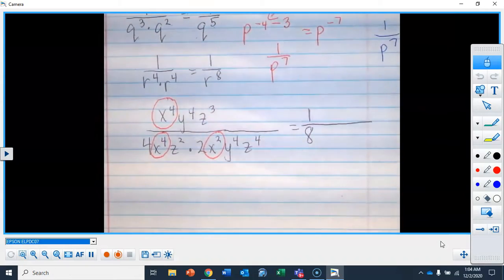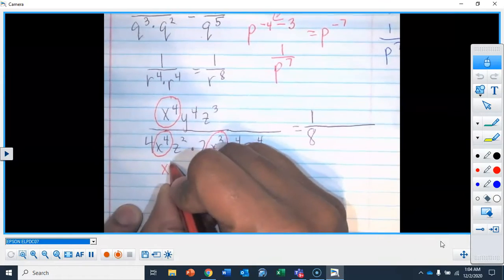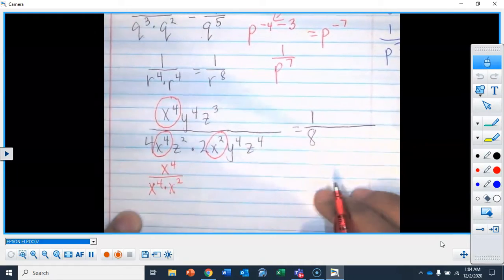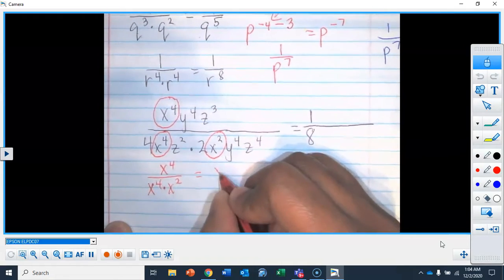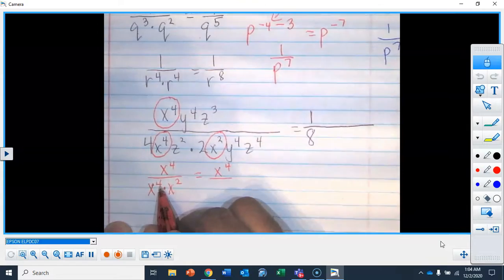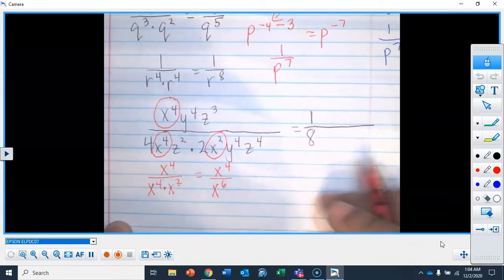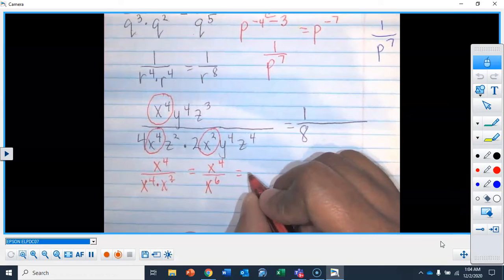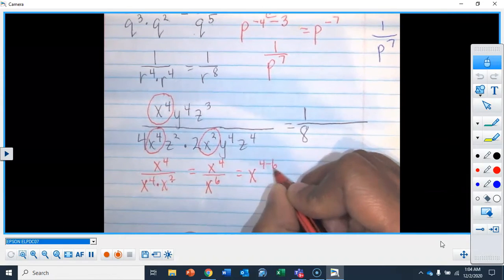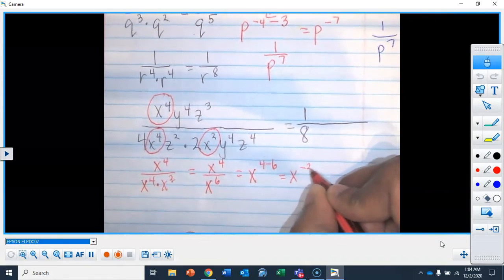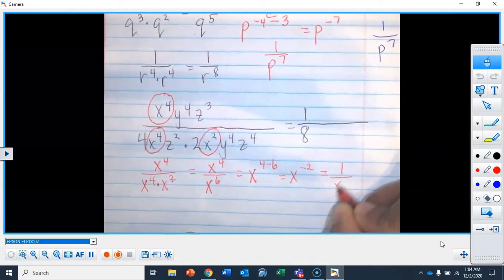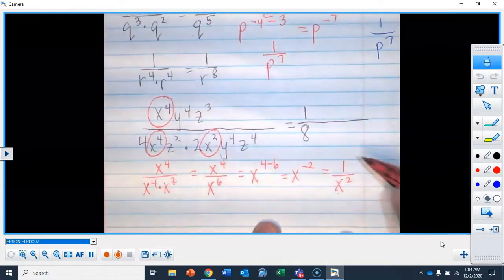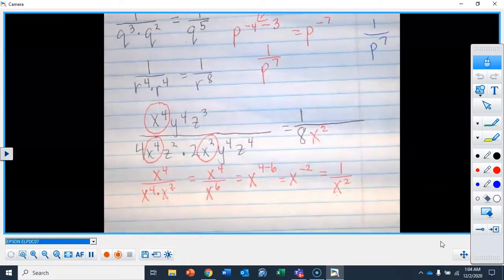Okay, so real quick, the scratch work, I have x to the 4 over x to the 4 times x squared. So this becomes x to the 4 over, add those together, x to the 6. And then the quotient law says x to the 4 minus 6, x to the negative 2, 1 over x squared. Did that super quick, just focus, focus. So this is in the denominator, x squared.